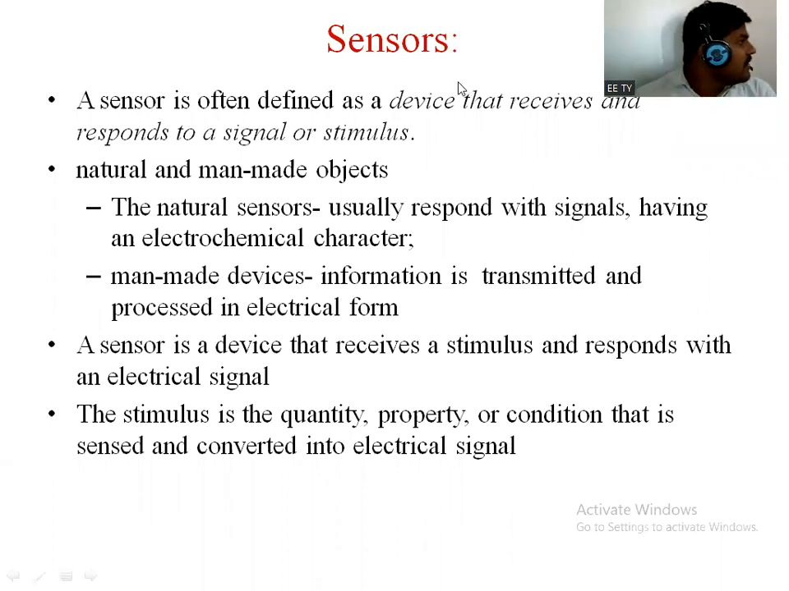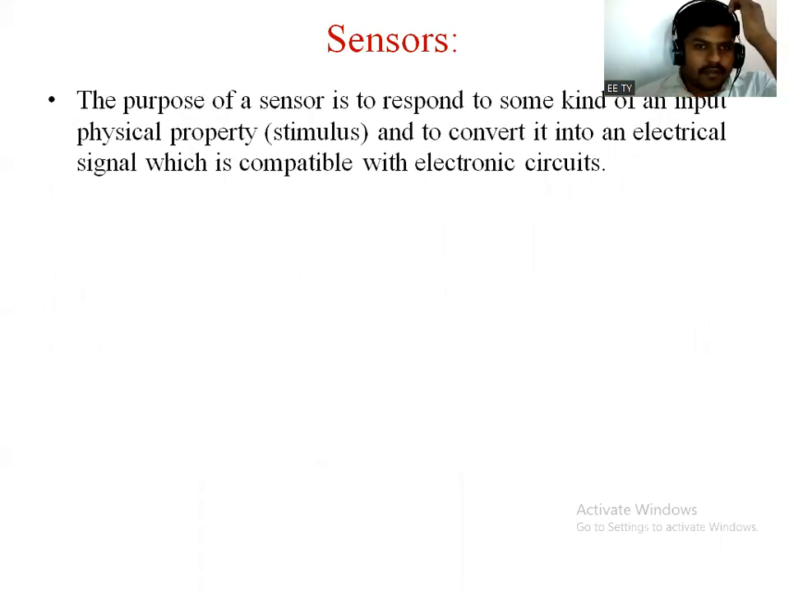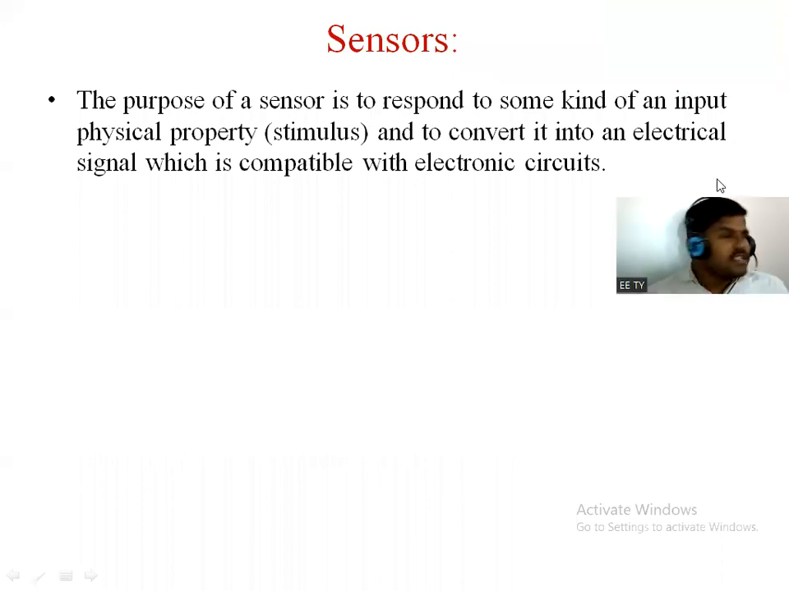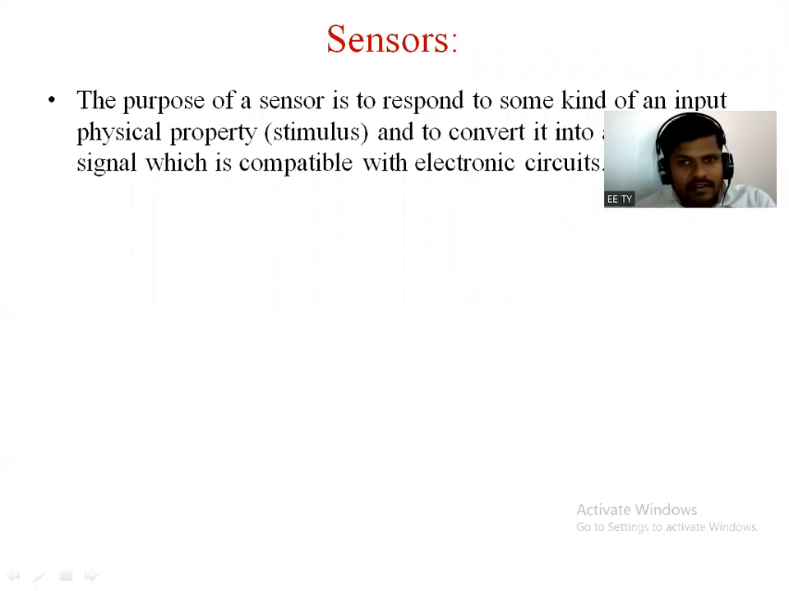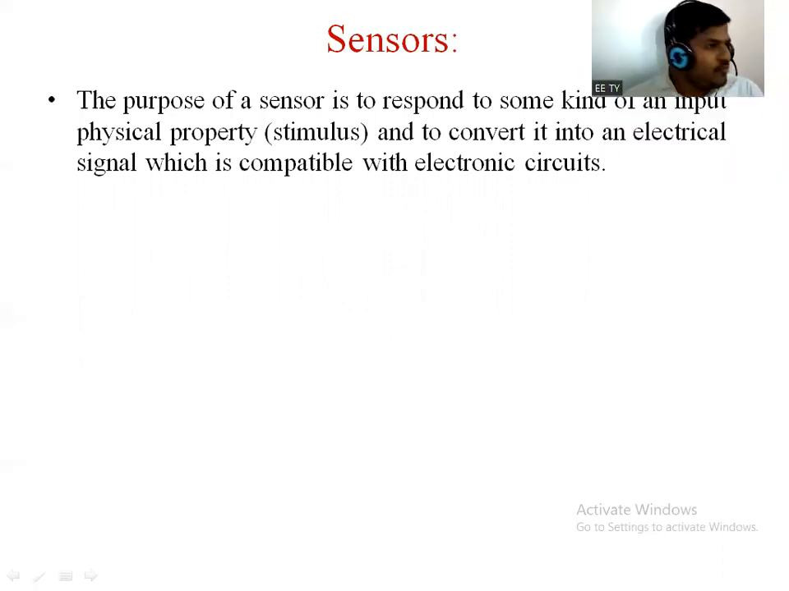Output obtained electrical, right? Now, the purpose of the sensor is to respond to some kind of input physical property. It is nothing but a stimulus. Which property, which condition, or which quantity at the input side can be sensed. It can be sensed, and the response is given depending upon that stimulus.